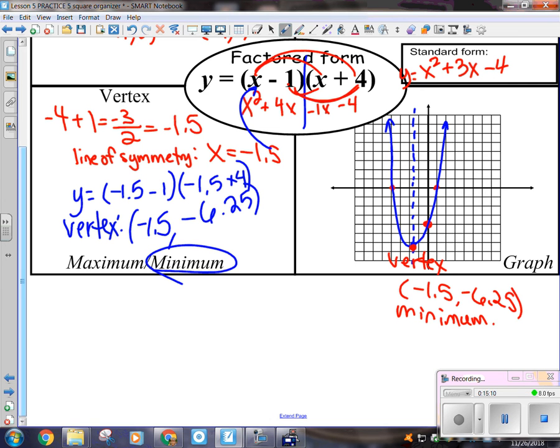So this is about pulling in all different kinds of pieces of information from two different forms. So far we're working with factored form, and we're also looking at what? Standard. We haven't done much with vertex form. We will probably on the next one. Everybody good? What do you feel about this? Okay, on to the next one.